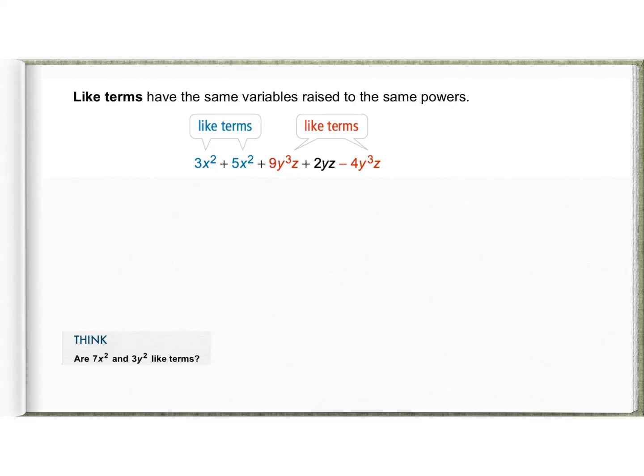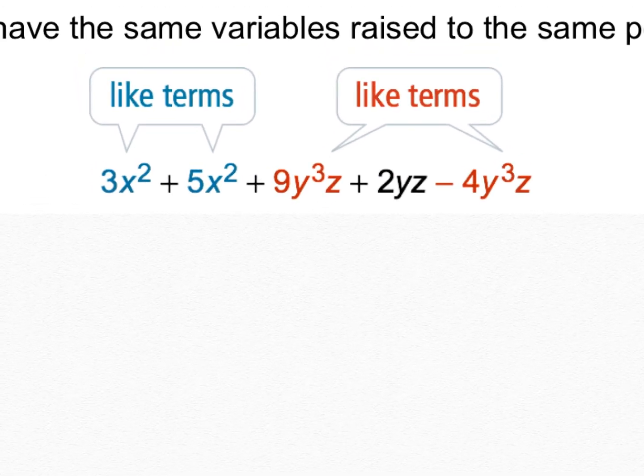So like terms have the same variables raised to the same powers. So here I have x squared and x squared, so these would be like terms. These would be like terms because I have y to the third power times z and y to the third power times z. Even though this one in the middle here has a y and z, it's not y to the third power times z, so it's an unlike term. It's not the same.